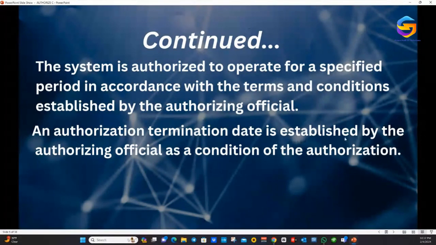An authorization termination date is established by the authorizing official as a condition of the authorization, which implies that when the authorizing official takes the decision to allow the information system to operate, he also gives terms and conditions, which we shall look at in the course of this video. There are terms and conditions attached to it, and there is also a termination date. So bear in mind, we are looking at the differences between the four types of the authorization decision. So the first one we are looking at is the authorization to operate. So the keyword here is that the AO accepts risk. It gives them the termination date. Most of the time it's going to be 3 years. Then also there are terms and conditions attached to it, which must be abided by. Okay. Now let's continue and look at it.